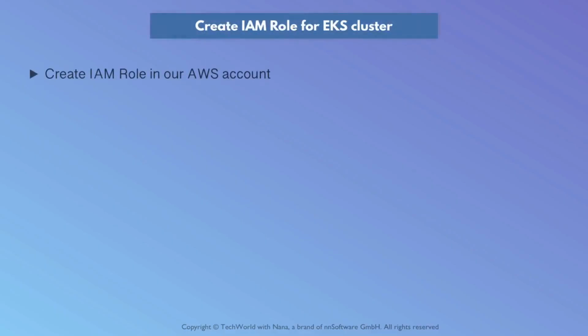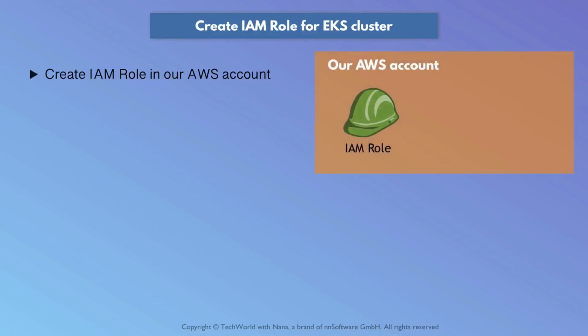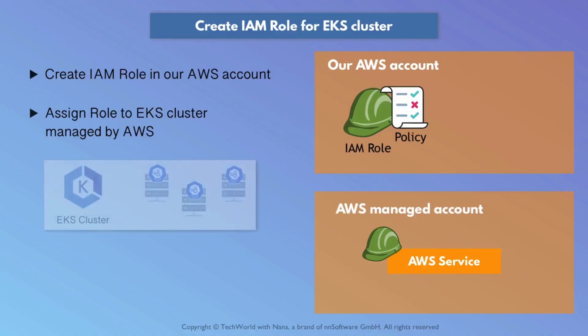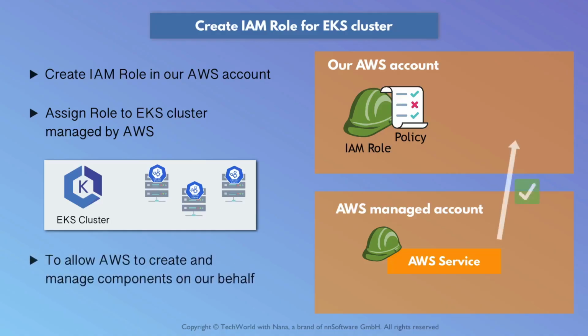Now, the first thing we need to do in order to create an EKS cluster is create a role in our AWS account that will have some permissions or some policies attached to it. And we're going to give that role to an AWS service outside our own account. So this is going to be for the services that are managed by AWS, because the EKS cluster is managed by AWS. So we are going to give that role to AWS to manage and create components in our AWS account on our behalf, because that's what a role basically is.